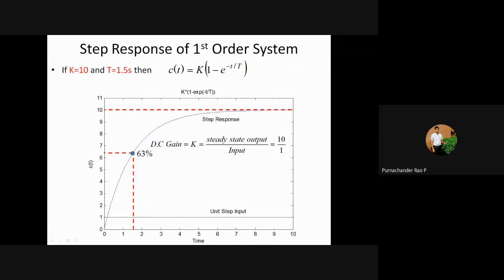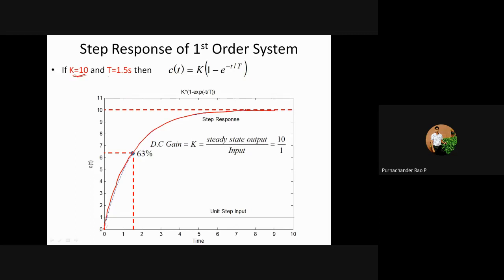When t is equal to 0, e to the power of 0 is 1, so 1 minus 1 is 0. So your response starts here, and this response is exponentially rising like this. This blue line indicates the exponential rise in the response, and now it is reaching the steady state value.